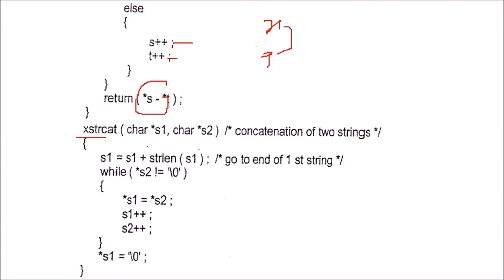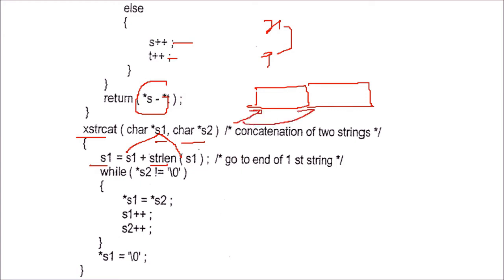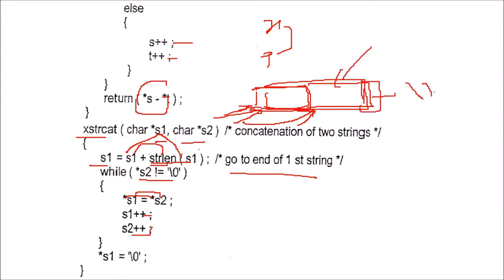How about xstrcat, string cat? We pass s1 and s2, and we have to concatenate. To one string, we have to add the other string. First we have to come to the end of the first string. Going to the end of the first string is possible if we add the string length to s1, because s1 is pointing to the first location. So this string length has to be added to the first location, so that you are now pointing to the end of the string. And till s2 is not equal to \0, we assign the value of s2 to s1, increment s1, increment s2. When it is done, the last value has to be put as \0. We have to end it ourselves.